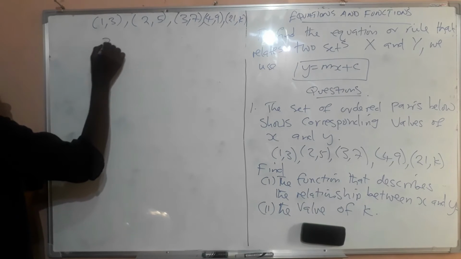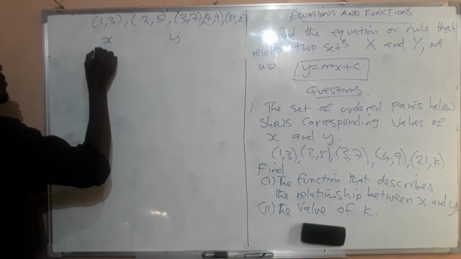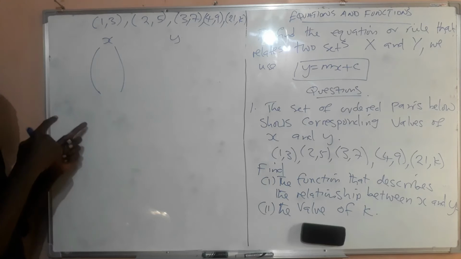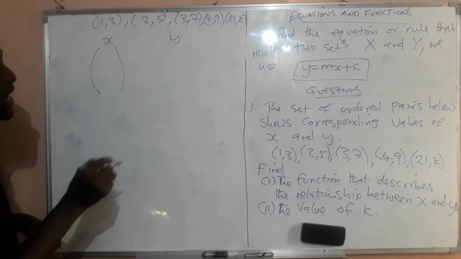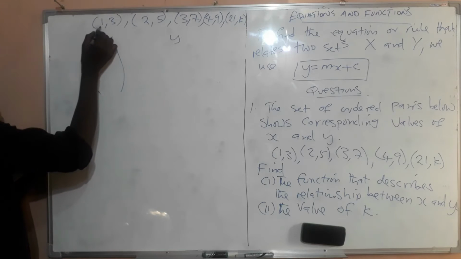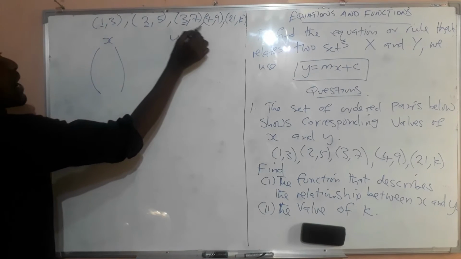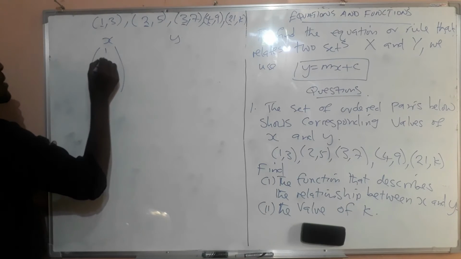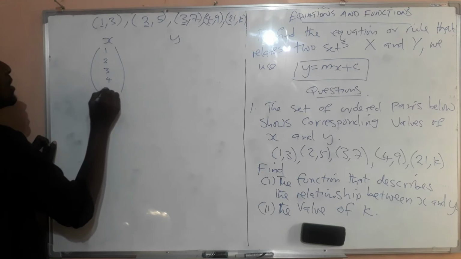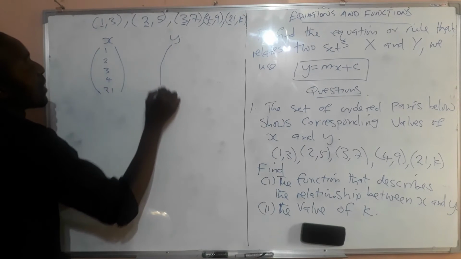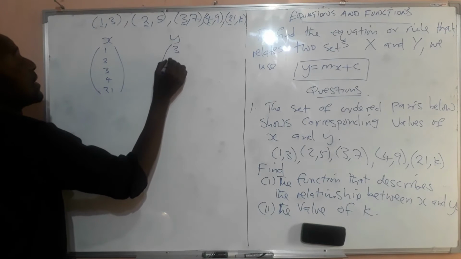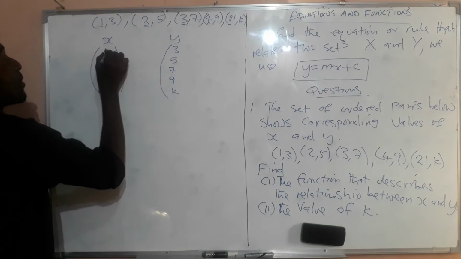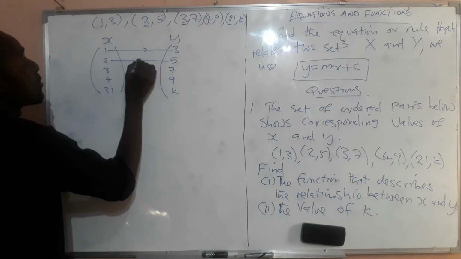Okay, so I'm going to draw the arrow diagram that will help us here. So let's say x here, and then we have y here. Of course you don't have to draw it. Once you understand what to do, you don't have to draw this, because the question is not asking us to do this. Okay, so the first numbers, the first ones that we have, 1, 2, 3, 4, and 21, we are going to put them here. And then this side we are going to have the other numbers: 3, 5, 7, 9, k. Okay, so this is what the arrow diagram would look like.